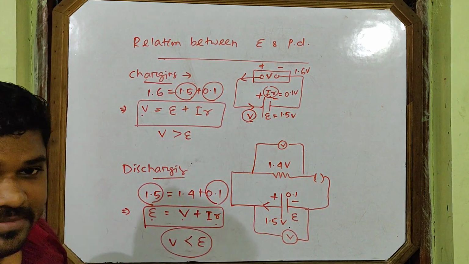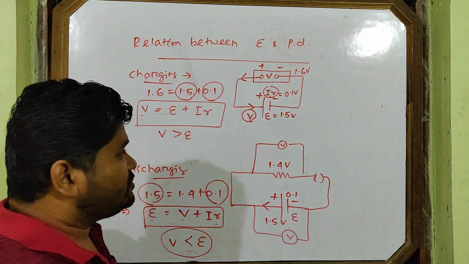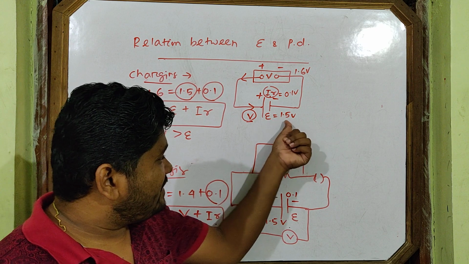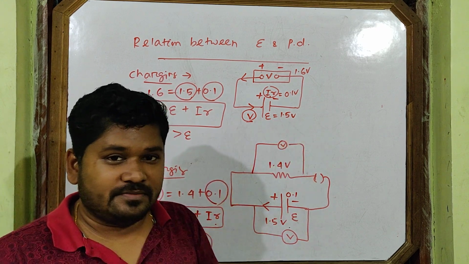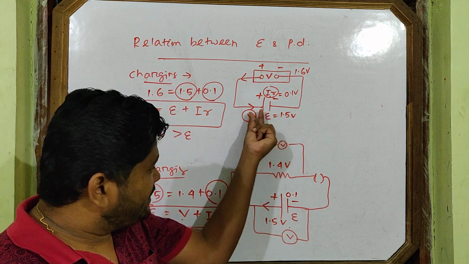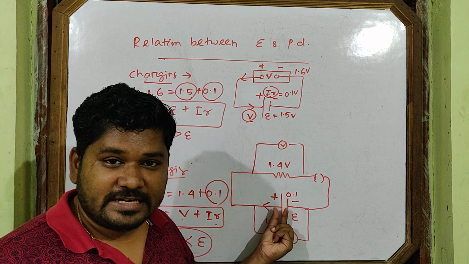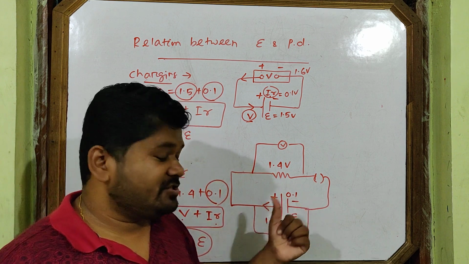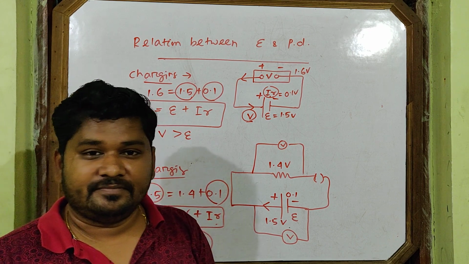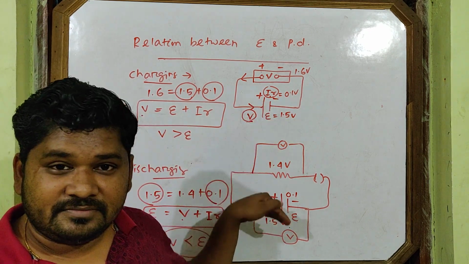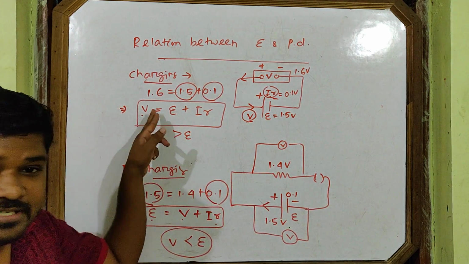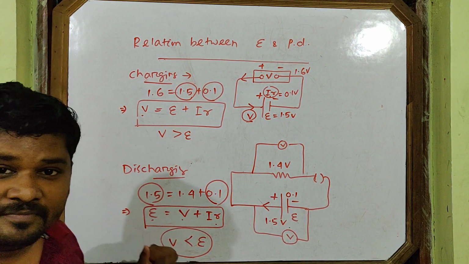You see what happened now? I am relating these two diagrams. 1.6 your source provides. Loss happens 0.1. 1.5 you are getting. Means it is stored. You bring that cell here and connect in this circuit. Again loss happens 0.1 and you are getting 1.4. Can you relate now these two? This V and this V, can you differentiate? So you will not be confused about these two relations because these two V's are not same.